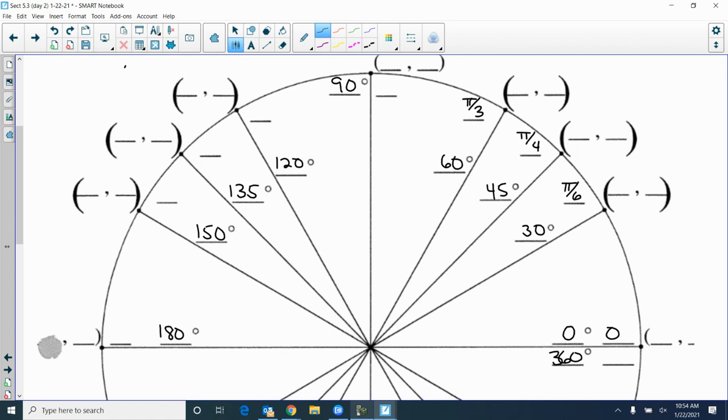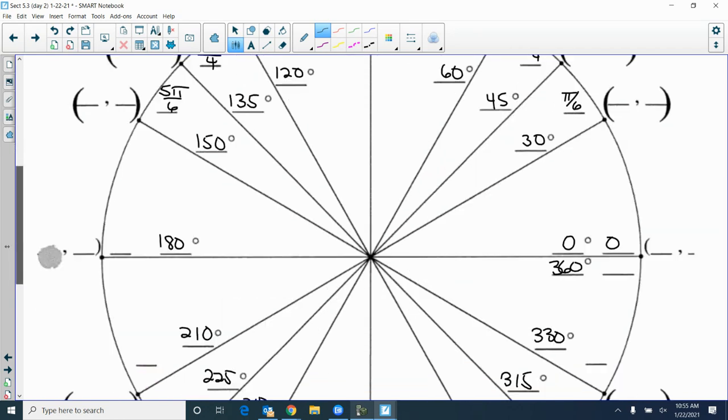All right, so let's just finish. Once we get these radians in, then we'll come back and finish the rest here next week. 90 degrees, pi over 2. 120 is a multiple of 60. 2 times 60, 2 pi over 3. 3 times 45, 3 pi over 4. 5 times 30, 5 pi over 6. 180 degrees is pi.